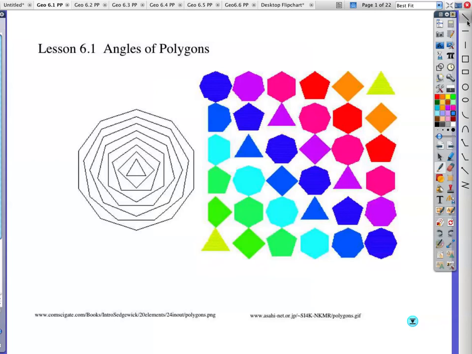Polygons, what is a polygon? Basically you have many sides to a shape, it cannot have curved lines, it has to be a closed figure. These are all examples of polygons right up here.